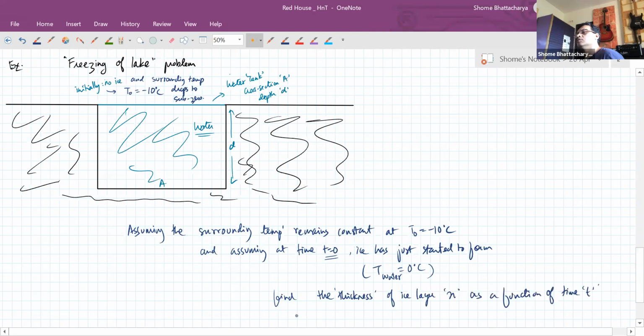And from that, we want to find out the time taken for n to become equal to 1 meter or roughly 3 feet. So for a 1 meter thick layer of ice to form at the top, how much time is it taking? That is what we have to calculate next. Now there will be a whole lot of information given that density of ice is 0.9 gram per cc.